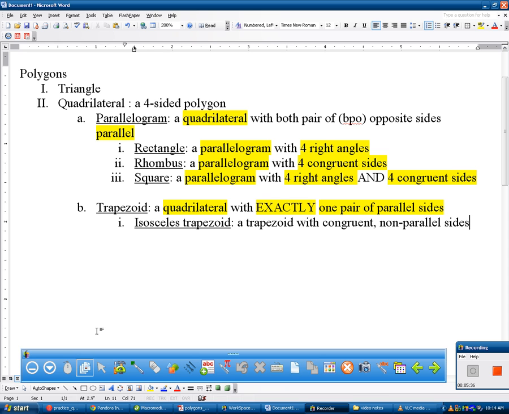Uh-oh, I got to skip a line. How do I do it? Shift, return. How do I go backwards to get a C? Shift, tab. There we go.